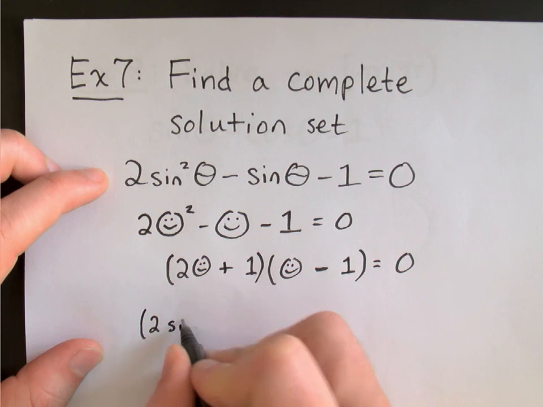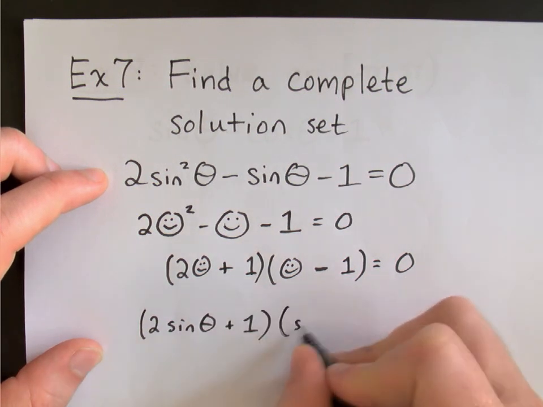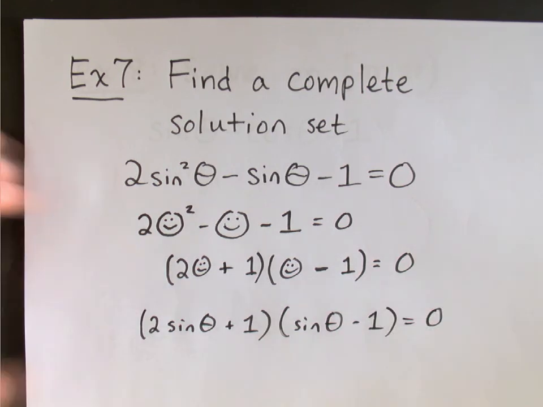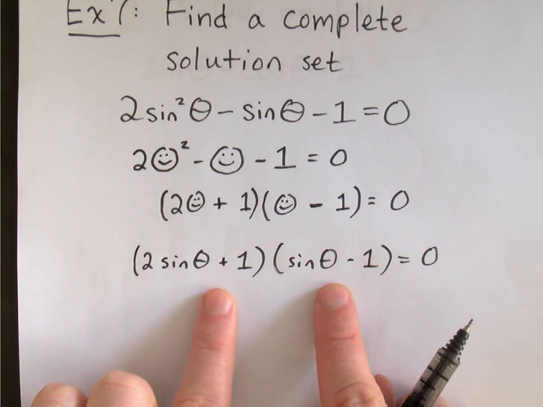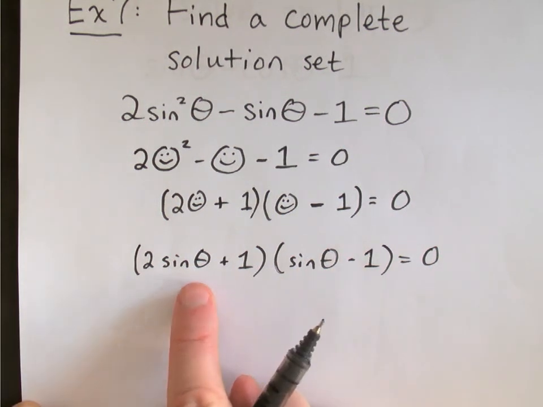It would be 2 sine theta plus 1 times sine theta minus 1 equals 0. And this brings up the zero product property. 2 things multiplied to give 0, one of them has to be 0. So one or both of them have to be 0.